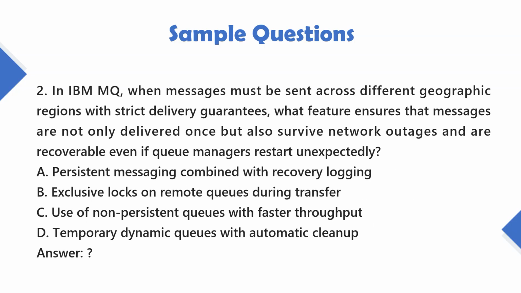2. In IBM MQ, when messages must be sent across different geographic regions with strict delivery guarantees, what feature ensures that messages are not only delivered once but also survive network outages and are recoverable even if queue managers restart unexpectedly? A. Persistent messaging combined with recovery logging. B. Exclusive locks on remote queues during transfer. C. Use of non-persistent queues with faster throughput. D. Temporary dynamic queues with automatic cleanup. Answer: A.